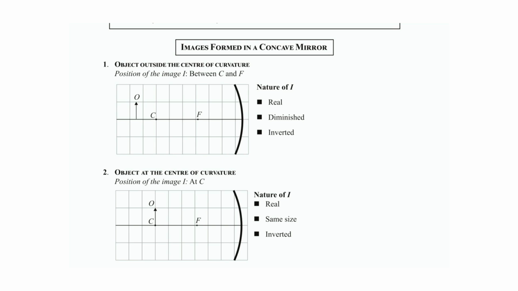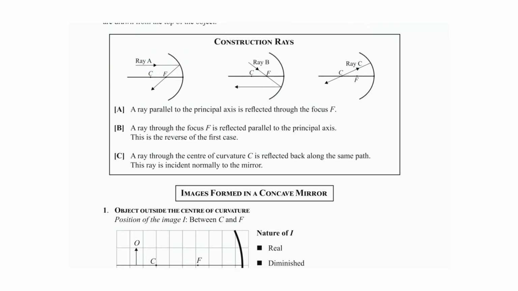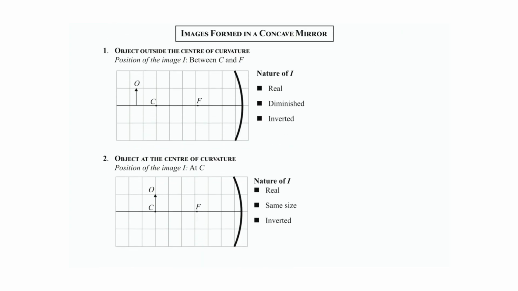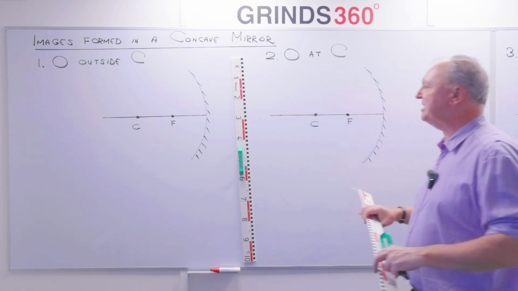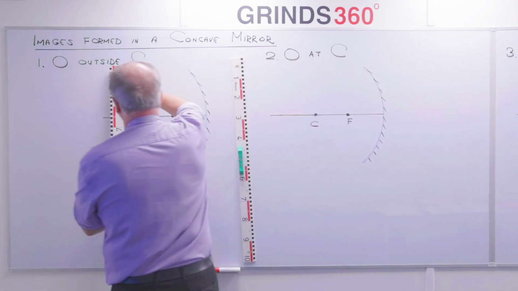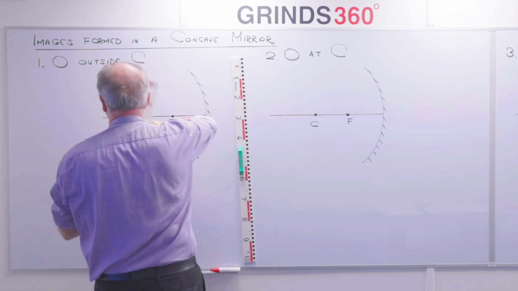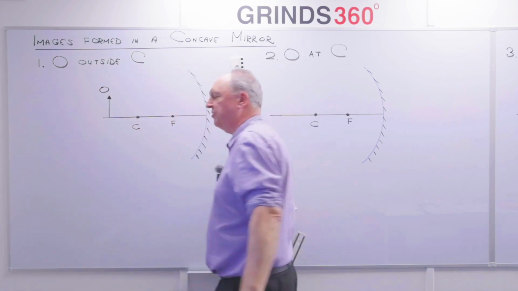So I want to bring you through all the different ways you can draw an image in a concave mirror. And of course, when we do this, we're going to be using our construction rays. Our 3 construction rays will be used. Let's start with the first one. Let's start by putting an object outside C. I'm going to represent my object by an arrow. That there represents my object.